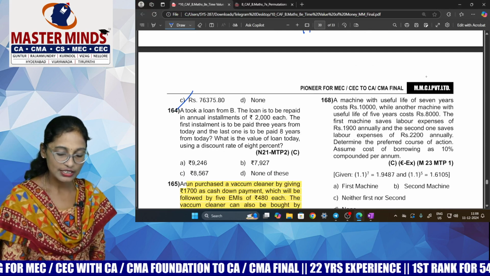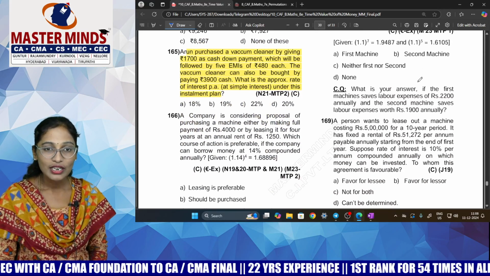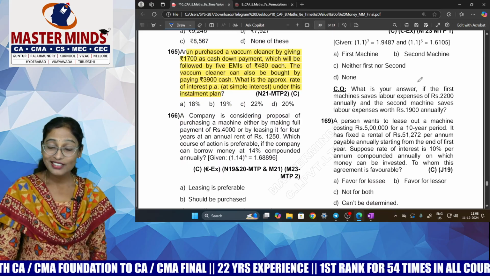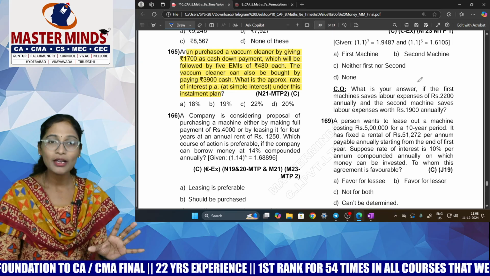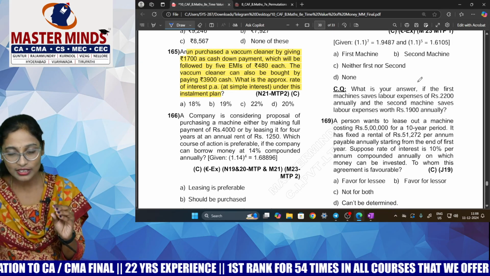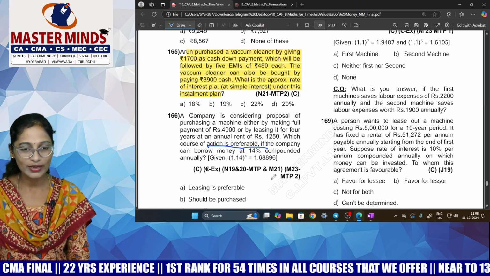So 76,376 came. Near by, option C you can go for. Now let me show you the next MCQ. Guys, this is a very important MCQ. It's not the compound interest concept. It's not an annuity concept. It's a simple annuity concept. I'll tell you. Let me read out the question.